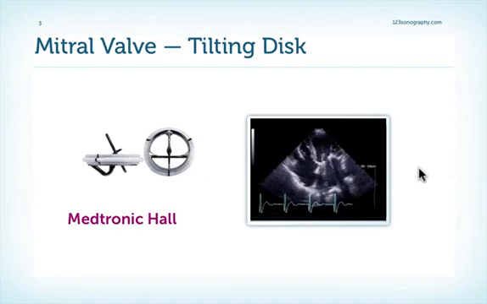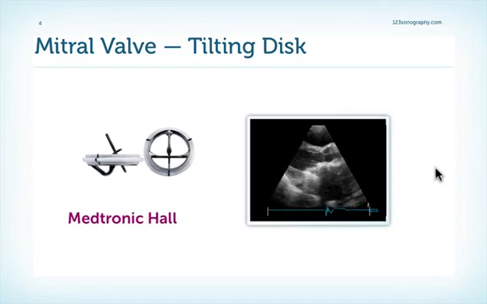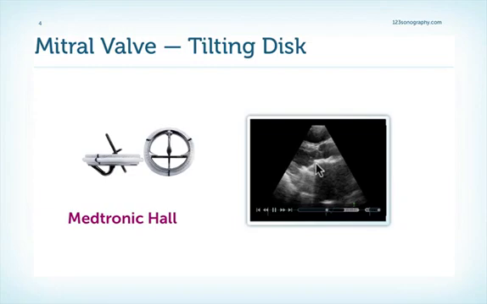open and close nicely. Here's another patient, also with a tilting disc valve, this time a parasternal long axis view. Again, you can see that there's only one disc which opens and closes. You can also see the shadowing of the mechanical prosthesis down here.